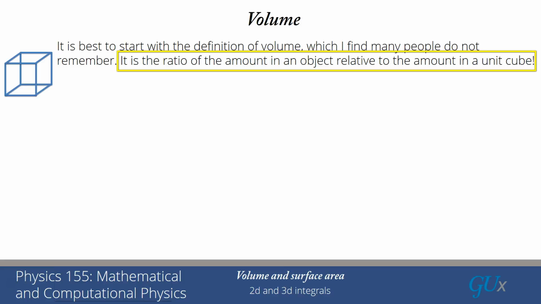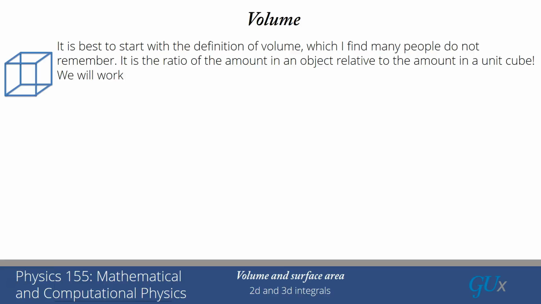It's the ratio of the amount of stuff in an object relative to the amount of stuff in a unit cube. So my unit cube is my measure by which I'm going to measure all volumes with respect to. The unit cube always has volume 1, and then I have to determine what the volume is relative to that unit cube.